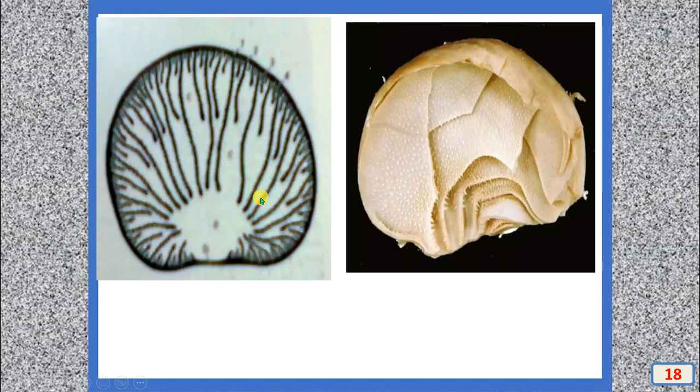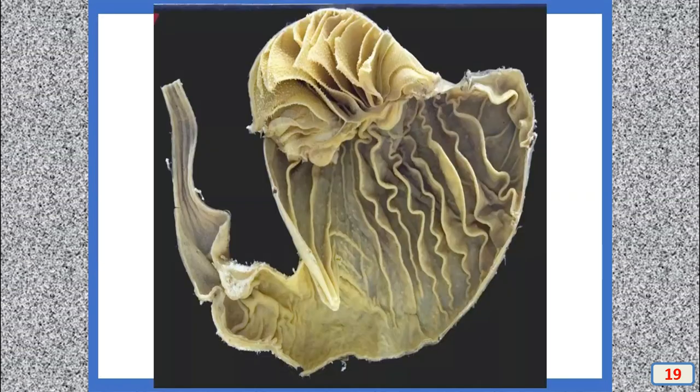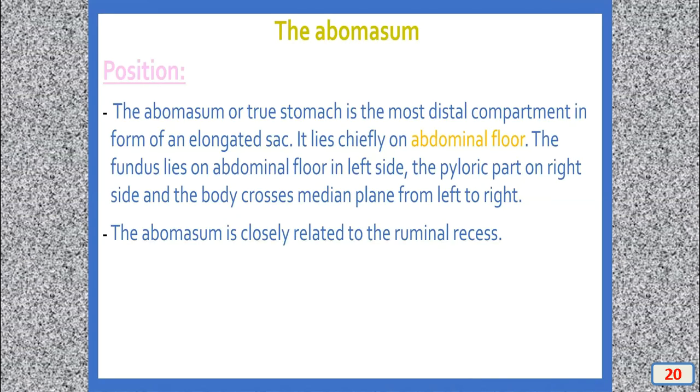So this is the structure of the omasum, in which the structures have the folds of the muscles. Like this is the abomasal structure, a glandular structure. So like a folded and glandular structure, which is very similar to that of the stomach of a human being. Then the last organ is the abomasum.